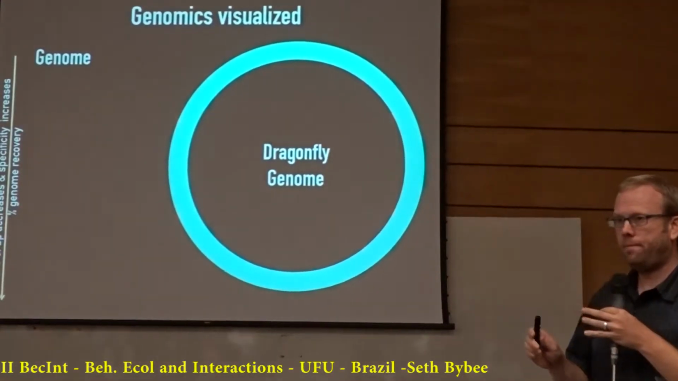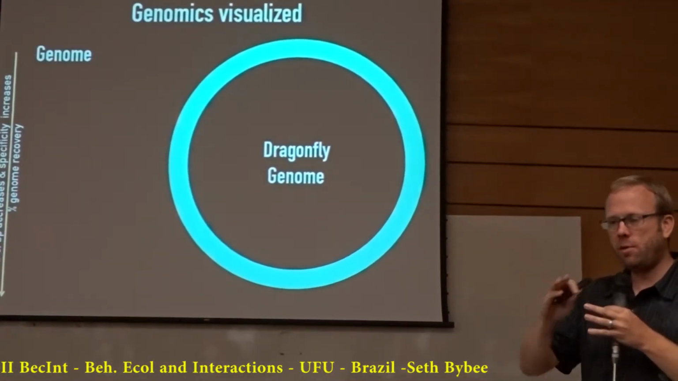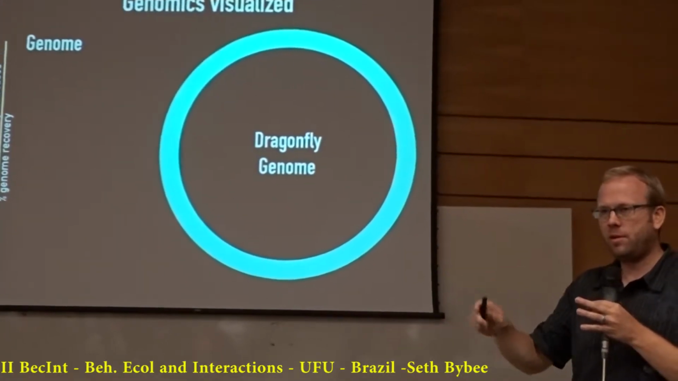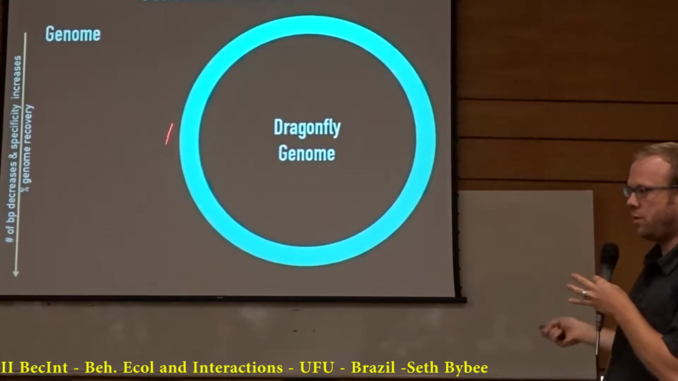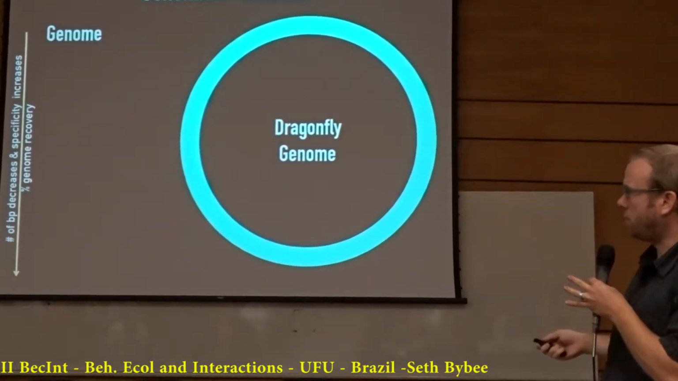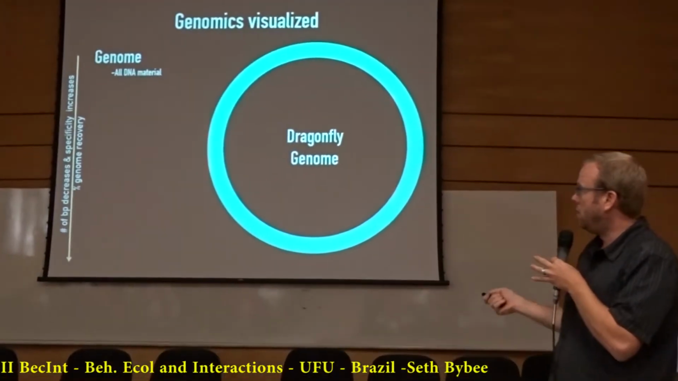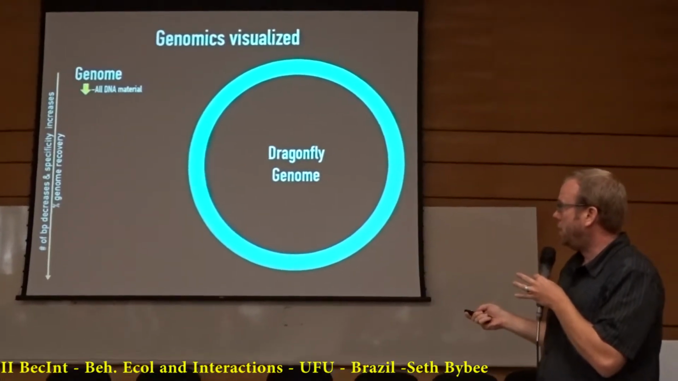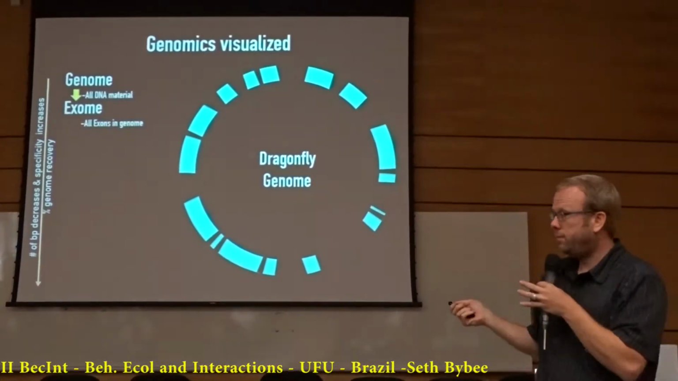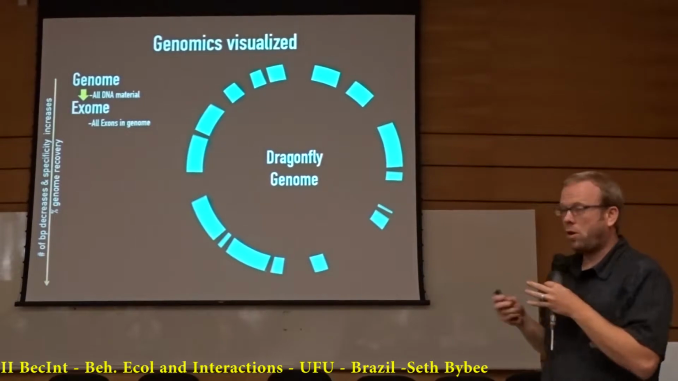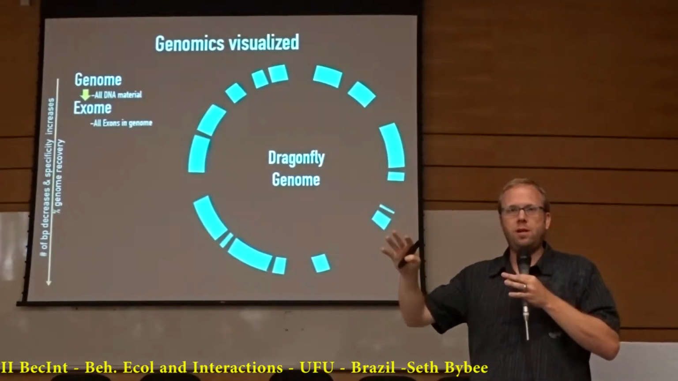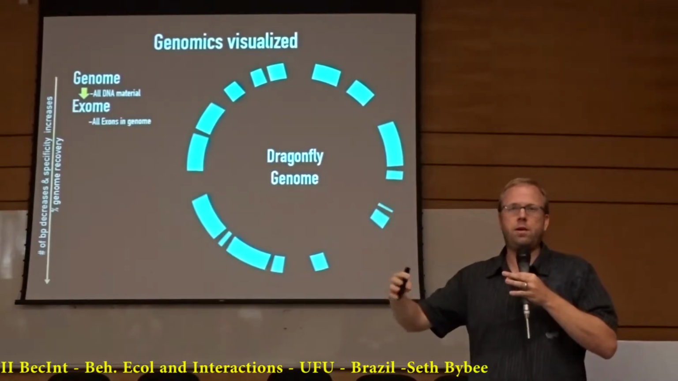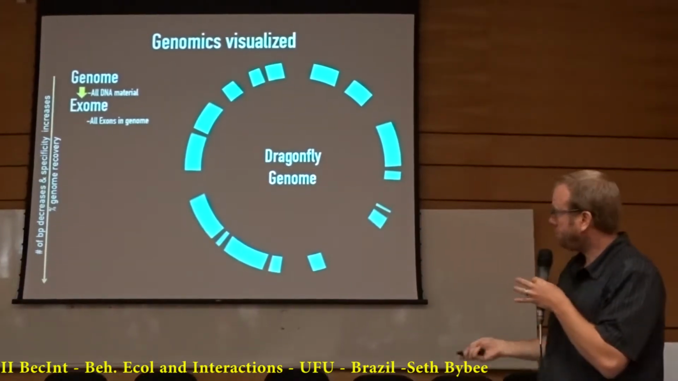So real quick, I'm just going to review the genome. I think you all know what a genome is, no problem there, right? If this blue circle represents a genome, the full circle is all genomic data, right? All DNA material, okay? And then you go down to the exome. The exome is just all the exons in the genome. This is all the areas of the genome that could potentially be transcribed into a protein.